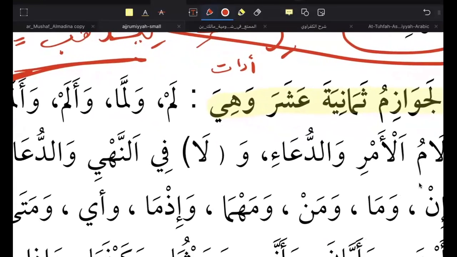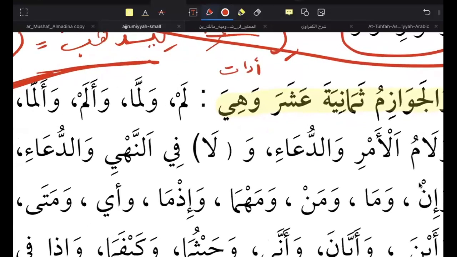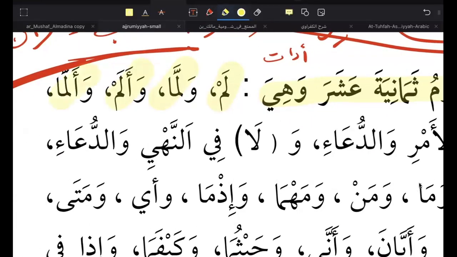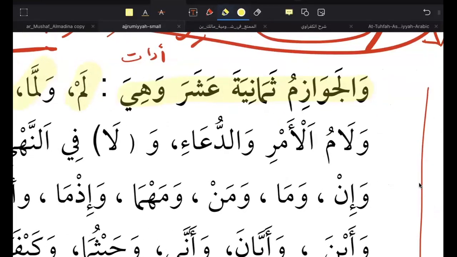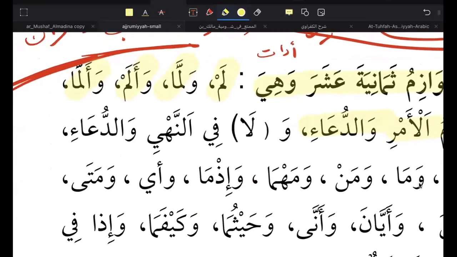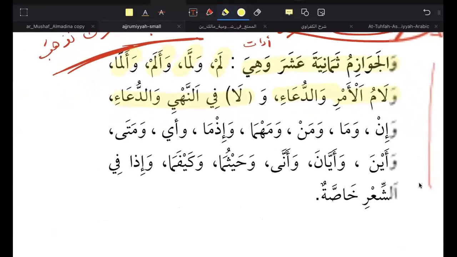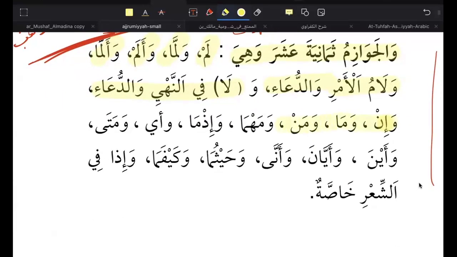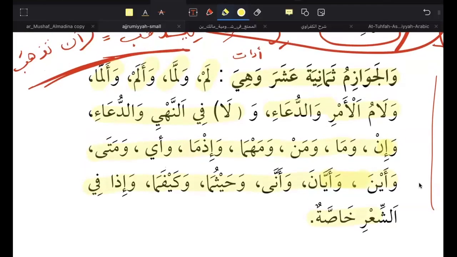And he lists them: وهي lam, ولما, وألم, وألم, then ولام الأمر والدعاء, ولا في النهي والدعاء. Then he lists وإن, وما, من, مهما, إذما, أي, متى, أين, أيانا, أن, حيثما, كيفما, وإذا في الشيء الخاص. So basically he lists all of the adawat that makes a present tense verb into majzum.